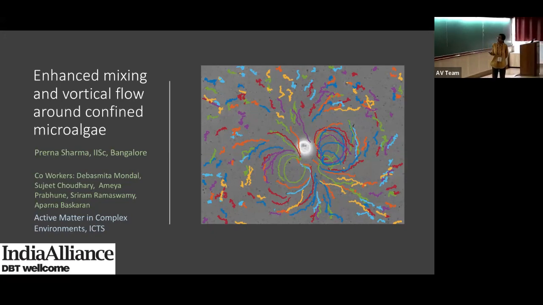On the right, you're seeing this picture where this round bright object is the algae. And these beautiful streak lines are actually the trajectories of tracer particles that we had seeded in. So this cell is moving through the fluid, and it's setting up these vortical flows around it. And as you can see, as you go further away, the trajectories are becoming more Brownian-like. So I'm going to talk to you about what happens to these vortices as you confine the cell physically.